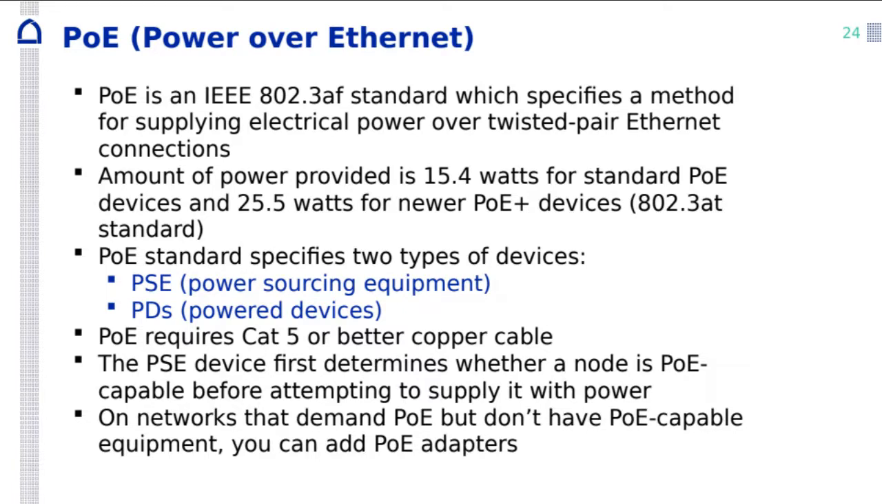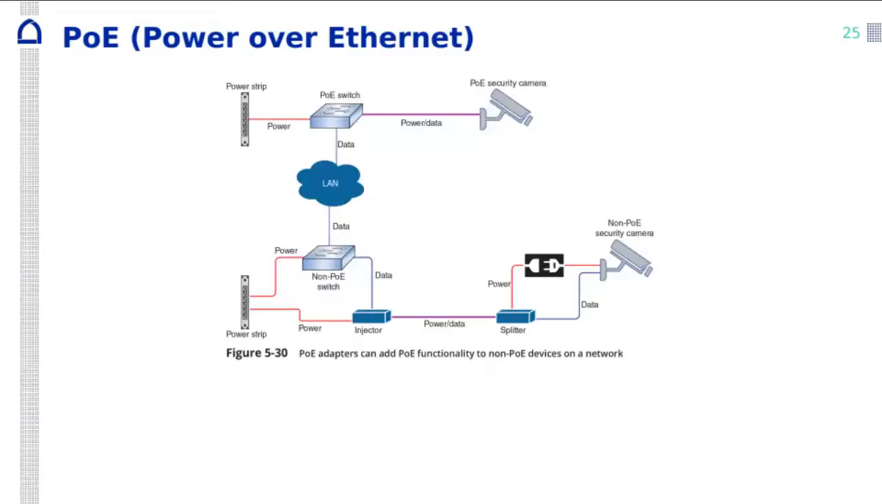When you buy the switch or router, they will tell you if it is PoE or not. Even the camera. Some cameras don't need power. They are getting the power from the network cable. So this is PoE, power over Ethernet. You have a PoE adapter in the middle.